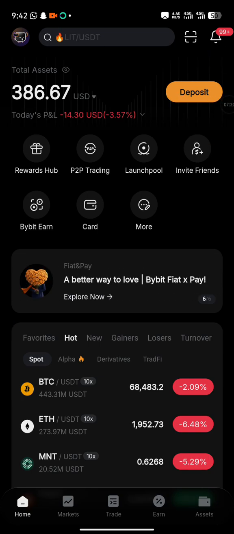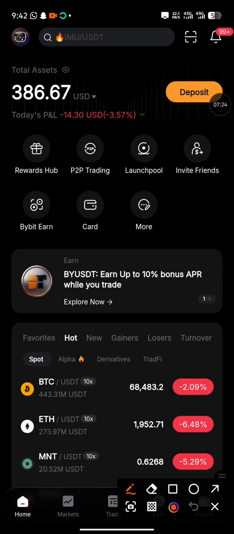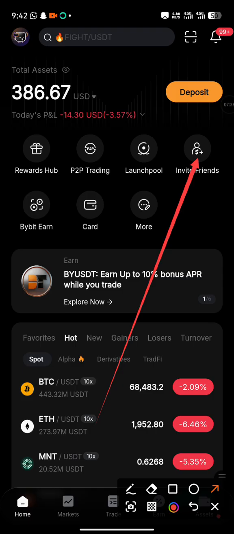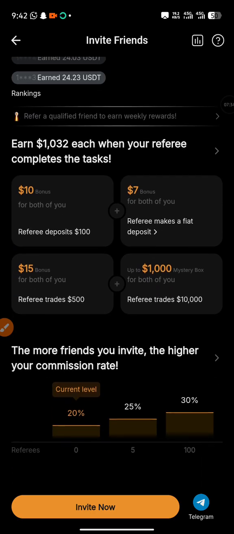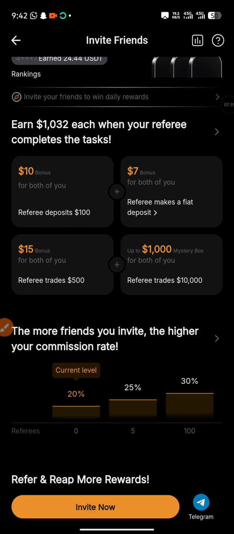Okay, when you get to the invites, all you just need to do is look for this place, invite friends. If you look for this place, get in there carefully and copy your referral link. With this particular referral link, you can share it on your WhatsApp, share it on your Telegram, and any other places on Facebook and any other social media.